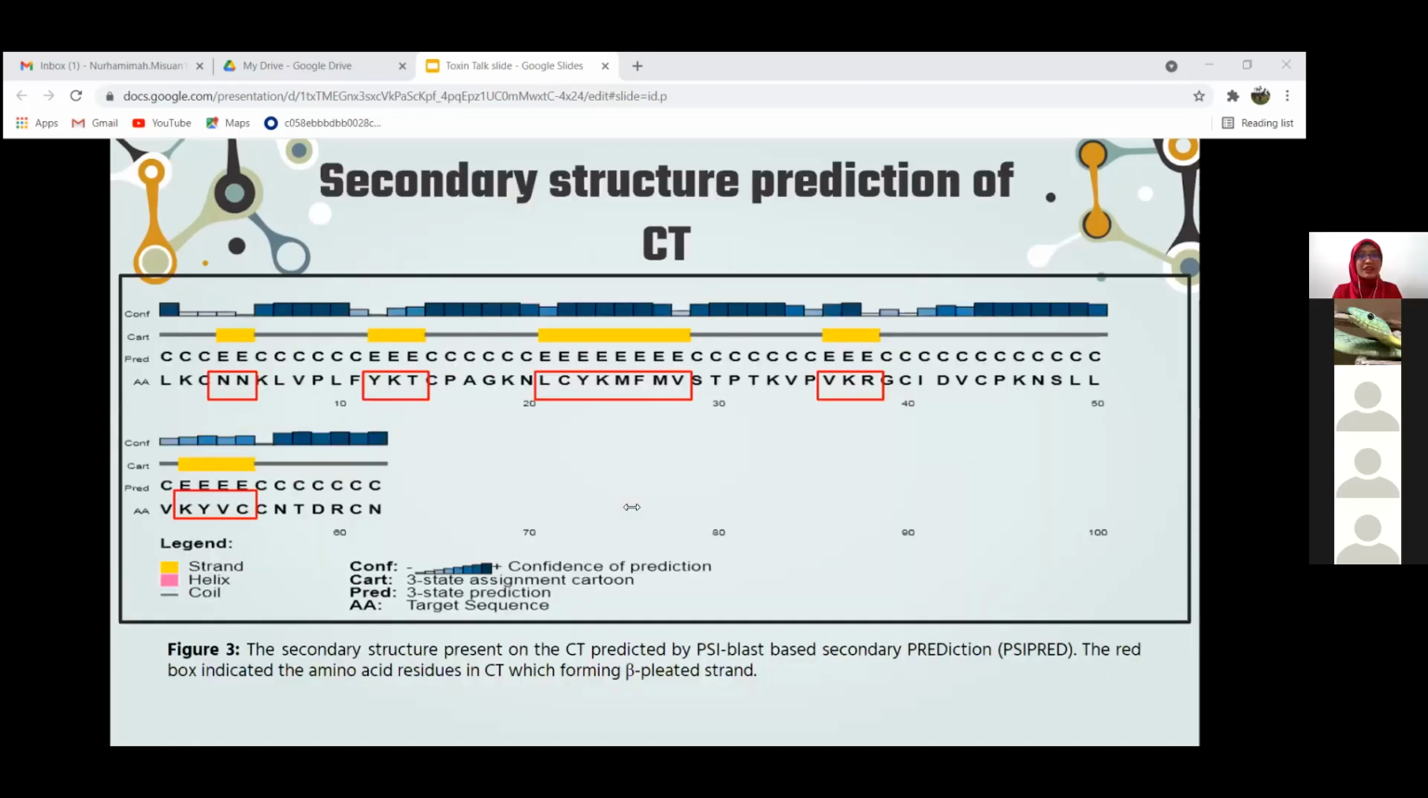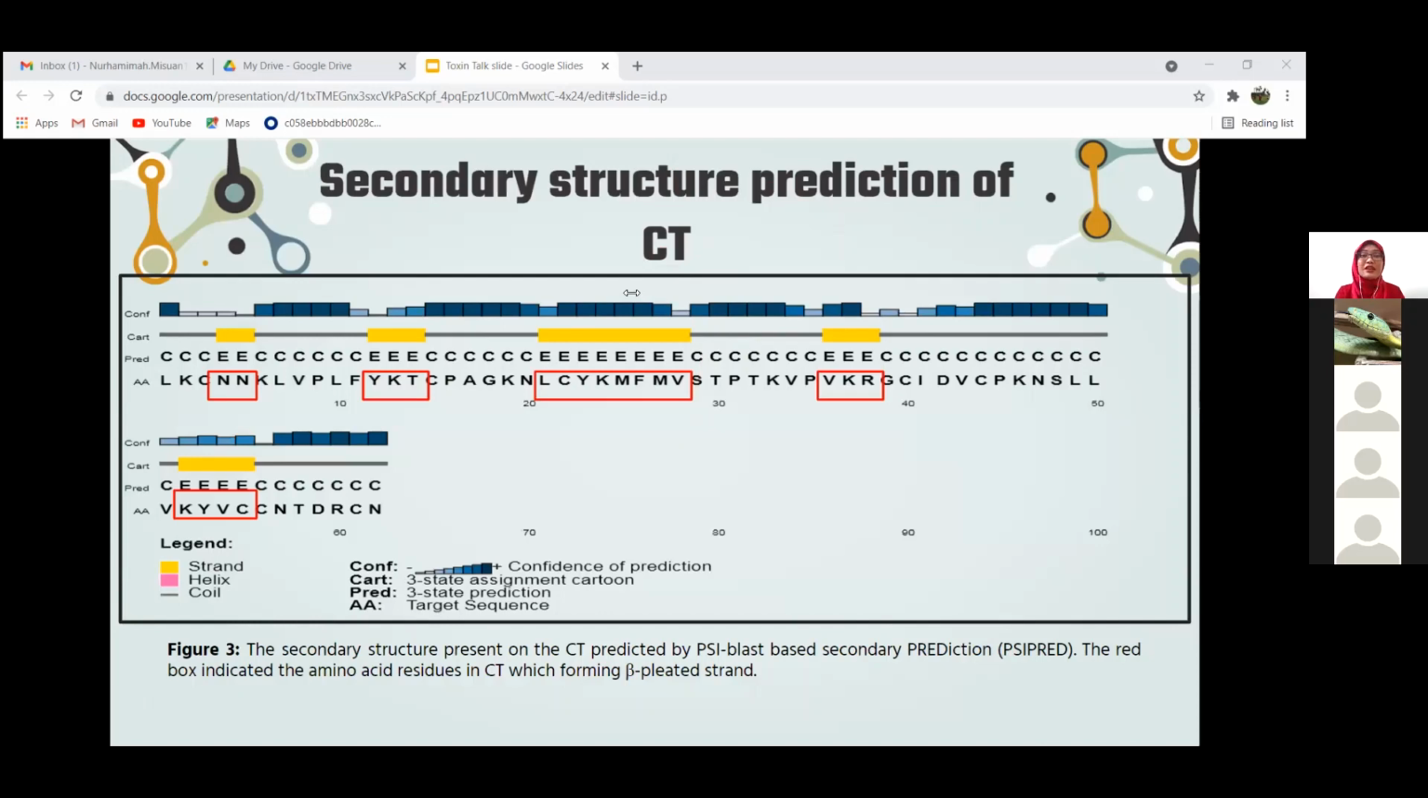So moving on is the secondary structure prediction of CT. This figure showed the predicted secondary structures which are present in CT. From figure 4, the dominant secondary structure is coil, where 42 residues make up that secondary structure. The next dominant secondary structure is beta strand. There are 5 beta strands present in CT.